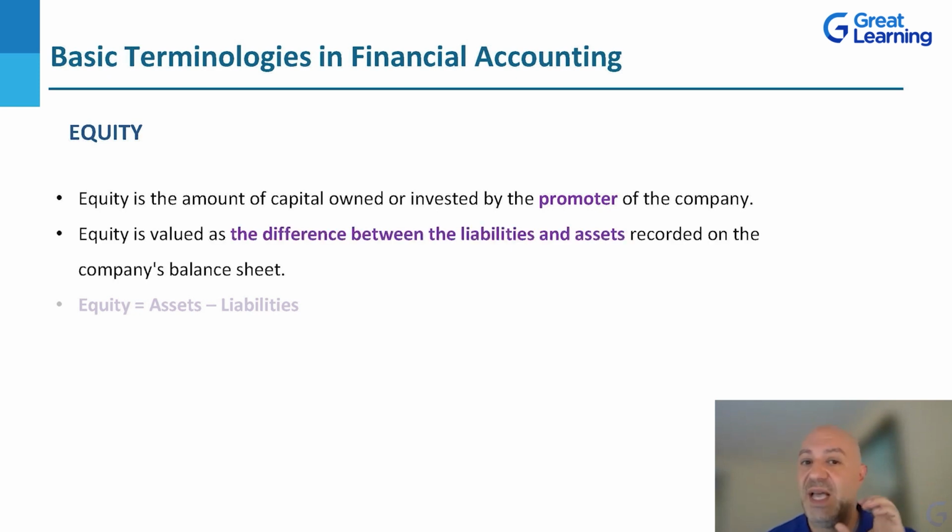Equity is valued as the difference between liabilities and assets recorded on the company's balance sheet. Very simple formula: equity equals assets minus liabilities. And when you put the balance sheet together, it's very easy to segregate those three instances.